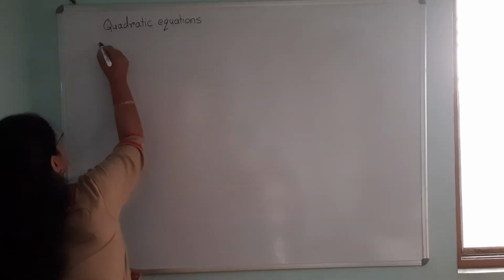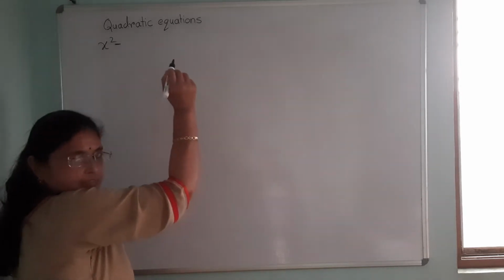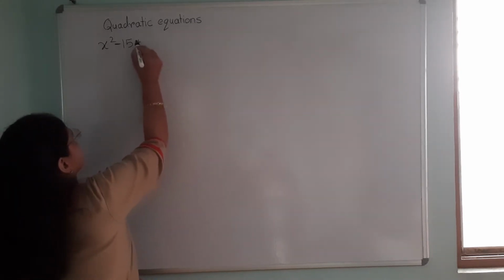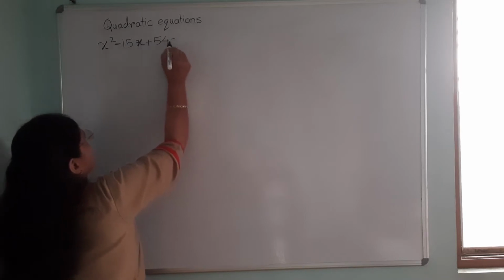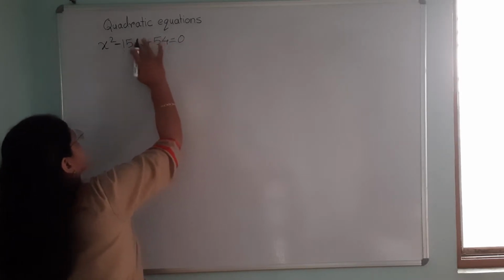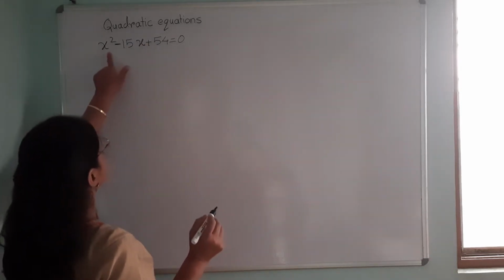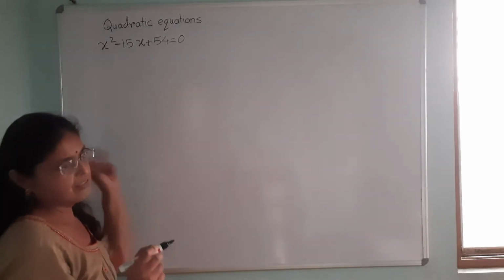An example is x square minus 15x plus 54 equal to 0. In this equation we can see x is the variable and its index is 2. That means it is a quadratic equation.